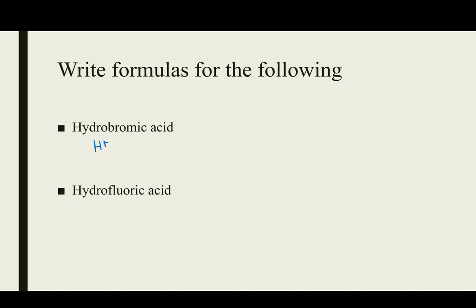When you're putting the formulas of these together from the name, just remember that all acids start with hydrogen, so that's going to be your cation, and then the name will tell you what the anion is. So hydrobromic acid, bromic tells me my anion is bromine, which is a -1 charge. And then just like with ionic compounds, you are going to balance out these charges. So hydrogen's a +1, bromine's a -1. They already balance out, so you just need one of each. HBr would be your formula for that.